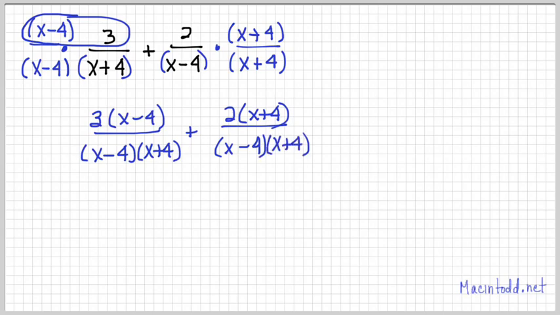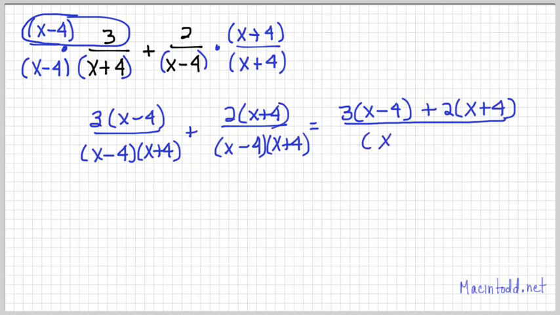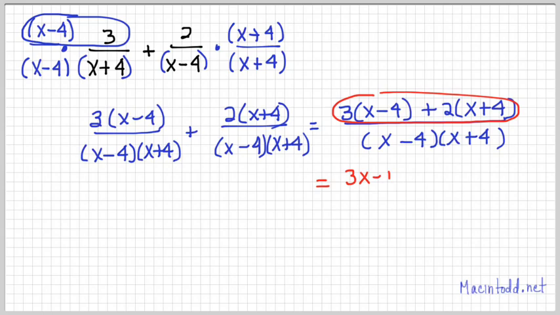These fractions now have identical denominators, and I can add my numerators, and I can write my answer over that common denominator. Now I wouldn't leave my answer like this, and I'm certainly trying not to do too many steps at one time, but now I have to clean up this numerator here. That's going to be 3x minus 12 plus 2x plus 8 all over that denominator again.